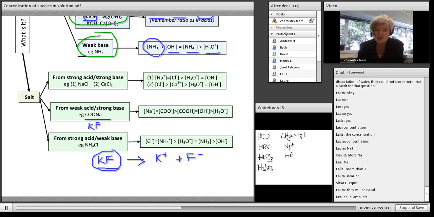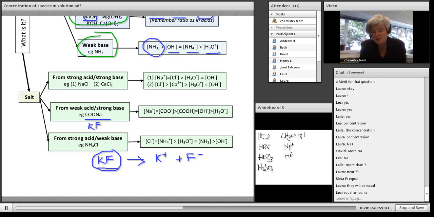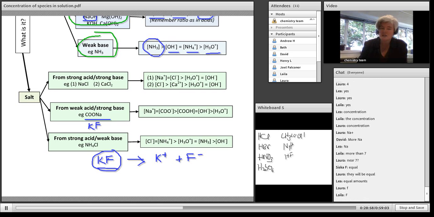My next equation would be to have a look at the ions I've formed and work out which one is going to react with water. So the easiest way is to work out which one comes from a weak acid or weak base. Is it the potassium or is it the fluoride? The fluoride, because potassium comes from potassium hydroxide. It is a strong base.